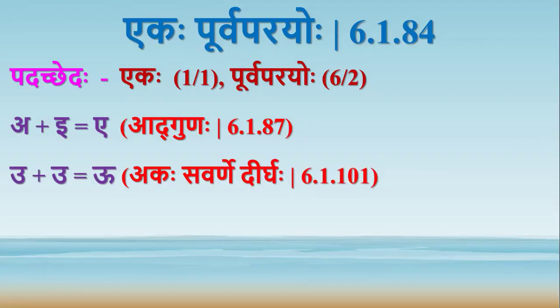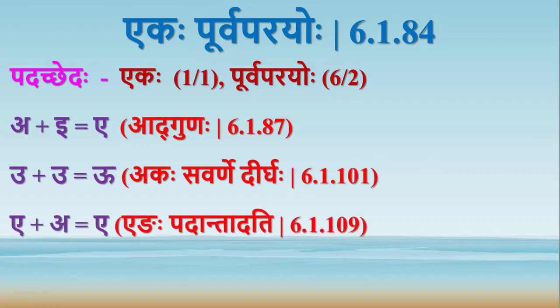Similarly, U plus U is equal to U by Akasavarane Dirgaha. Here it is not just the first U or the second U which becomes Dirga. It is both Purva and Para, they combine to form Ekaha Dirga Ukaraha. Similarly, A plus A, by Padantad Ekarat, Ati Rasva Akare Pare, this A and this A combine to form A.